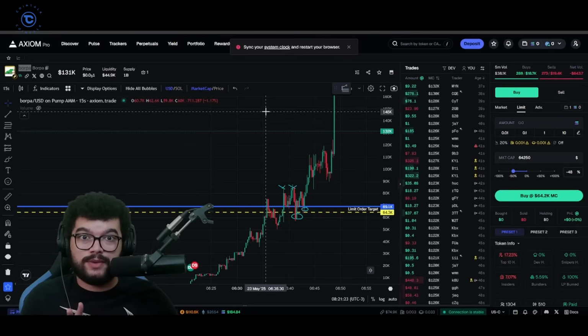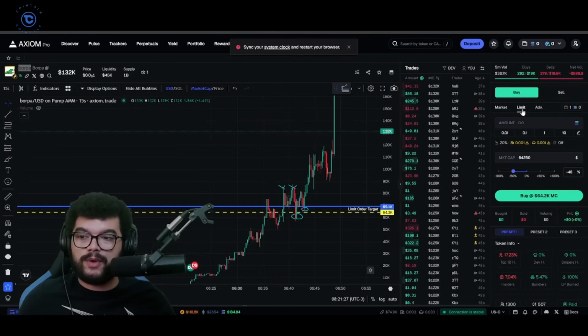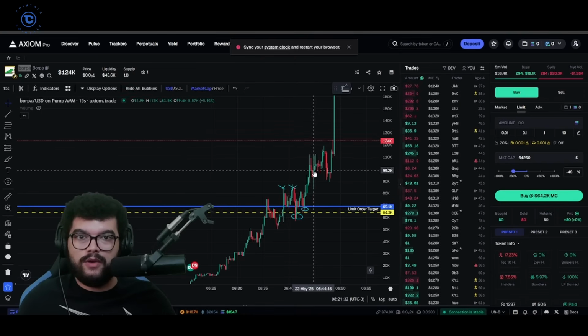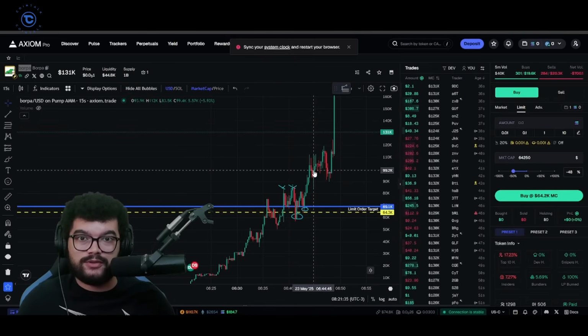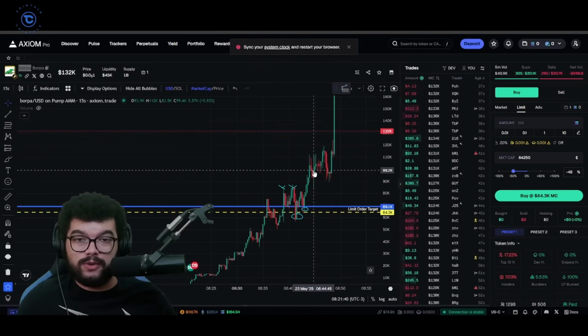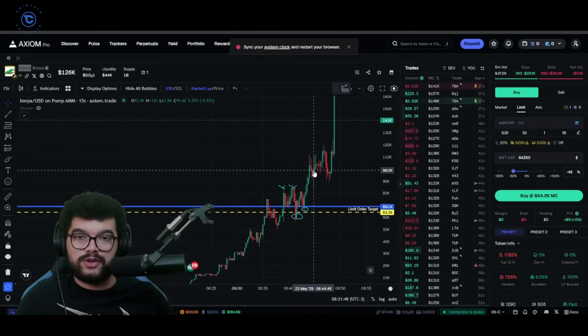Now, it's very important to understand this. I was only able to catch this with a preset limit order on Axiom. So you come on Axiom, you click limit orders, you see the strategy, and then you leave them and you wait for them to get hit, okay? And this is the most important strategy. It's the limit order strategy. If I had hesitated, or if I was using slower platforms, like for example, Jupiter, I would have completely missed this move.